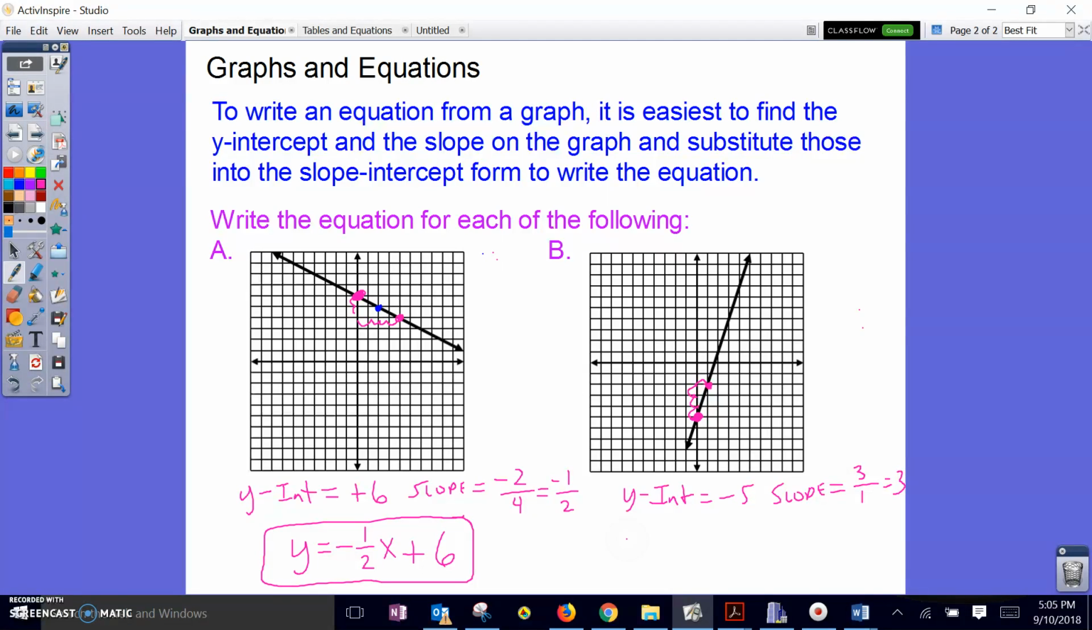And now I'll write my equation. Y equals mx plus b. Now plus a -5, so I'm just going to write -5. And there's the equation that represents that graph. So that's how we convert back and forth between graphs and equations, either from an equation to its graph or from the graph to its equation.